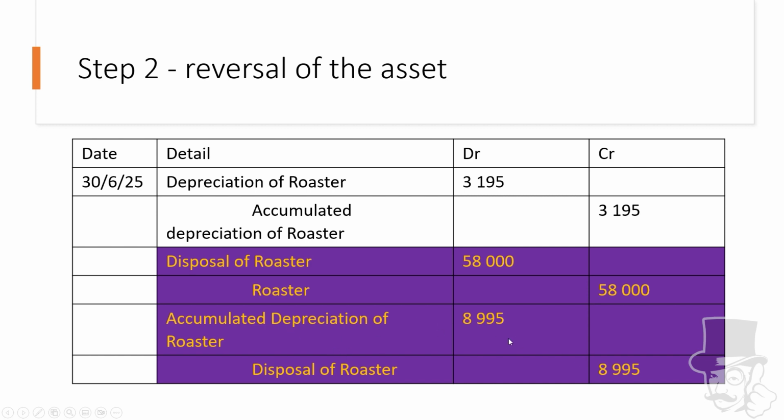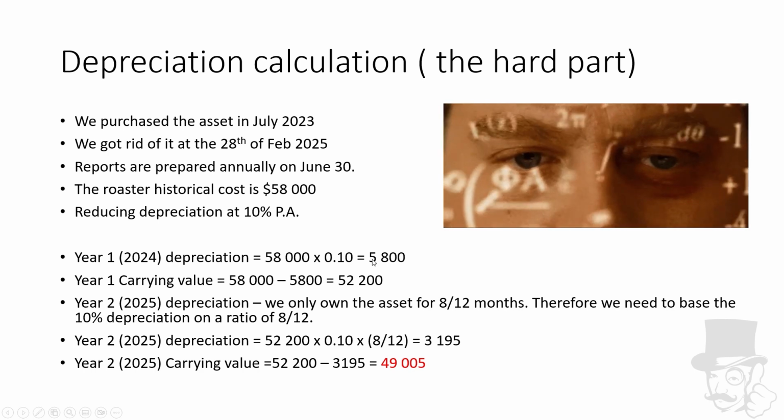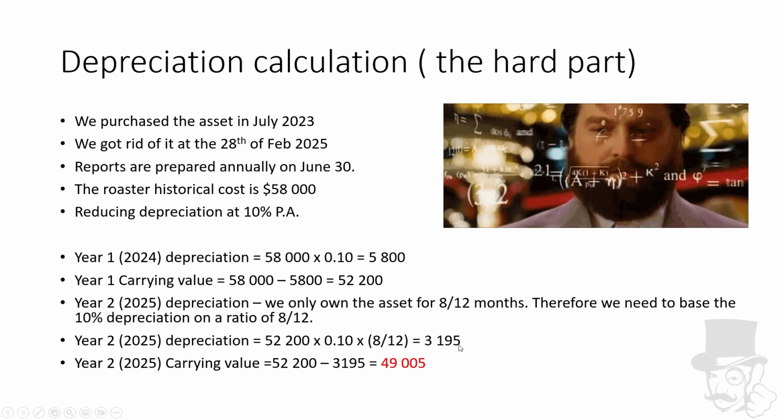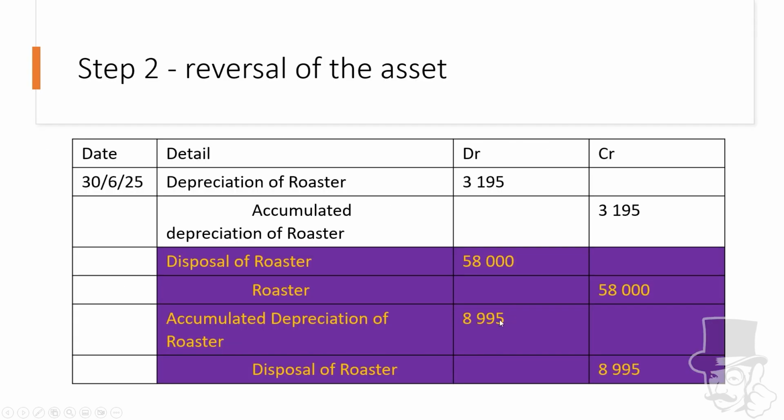So that's step 2. How do we get 8995? That's probably a good thing to explain, because I've assumed here that you understand what's going on at this point. This 8995 is our total depreciation, accumulated meaning total depreciation. We got it from the 5,800 from year 1 plus the 3195 from year 2. These two together gives us the 8995. Okay?